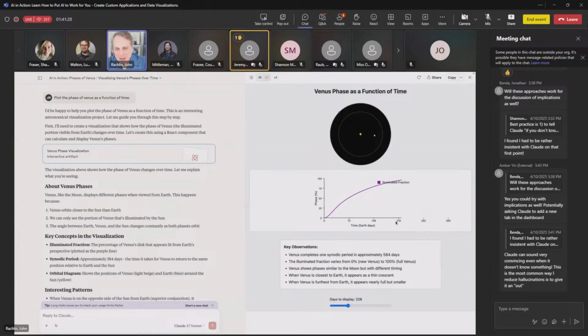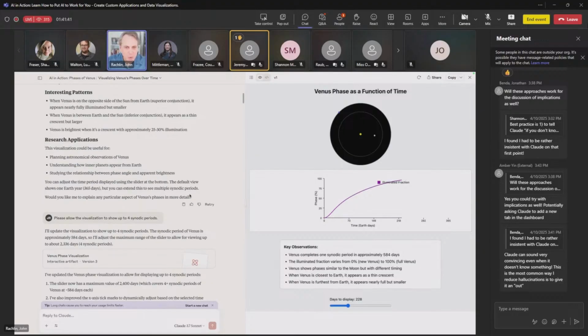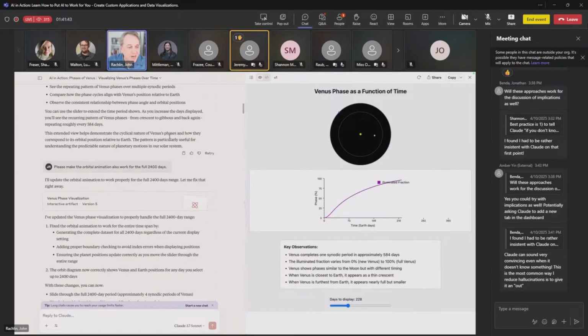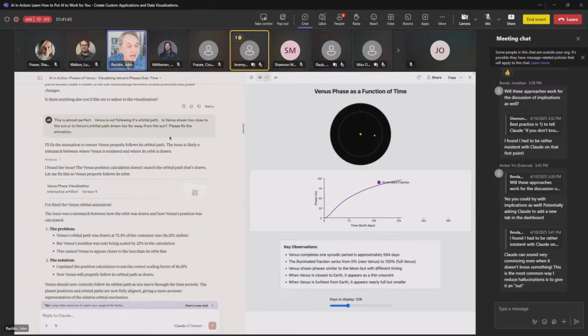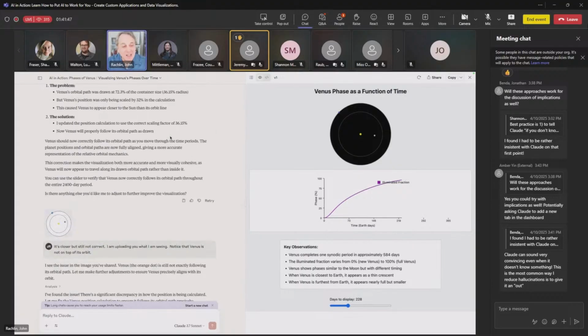Now, there's a bunch of problems with this, aside from the fact that it's kind of hard to see these little dots. But also, you may notice that Venus, this is supposed to be Venus, isn't actually following along its drawn orbit, and so on. Okay, so again, I began the process of interacting with Claude, telling it to fix this or fix that.